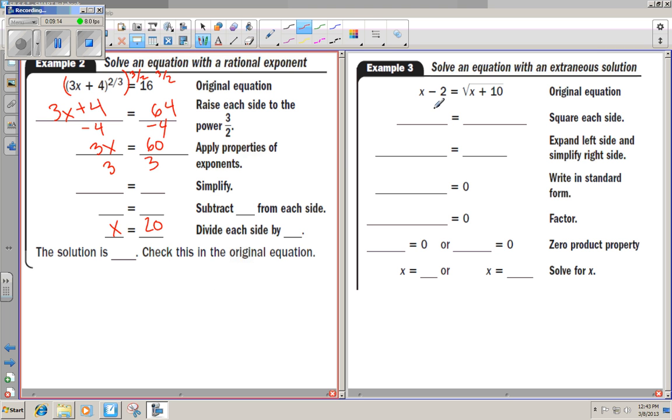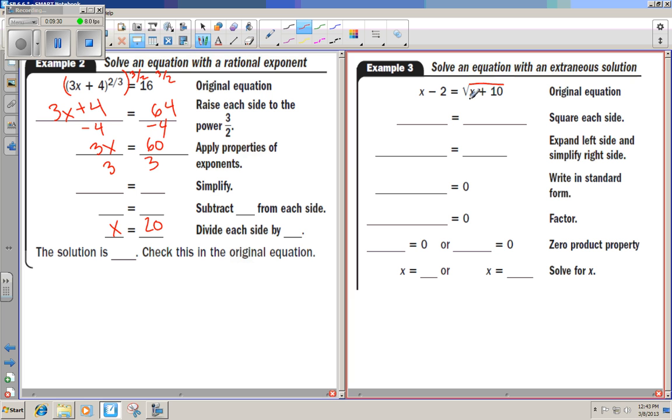So example 3: x minus 2 equals the square root of x plus 10. This is example 3 from your note-taking guide. Step number 1 is to isolate the radical. Is there anything we can do to this radical now? This bar goes all the way over the 10 and the x, so we can't do anything. The only thing we can do is get rid of it. So we square: you end up with x plus 10 here, and x minus 2 times x minus 2. That's what it means to be squared.